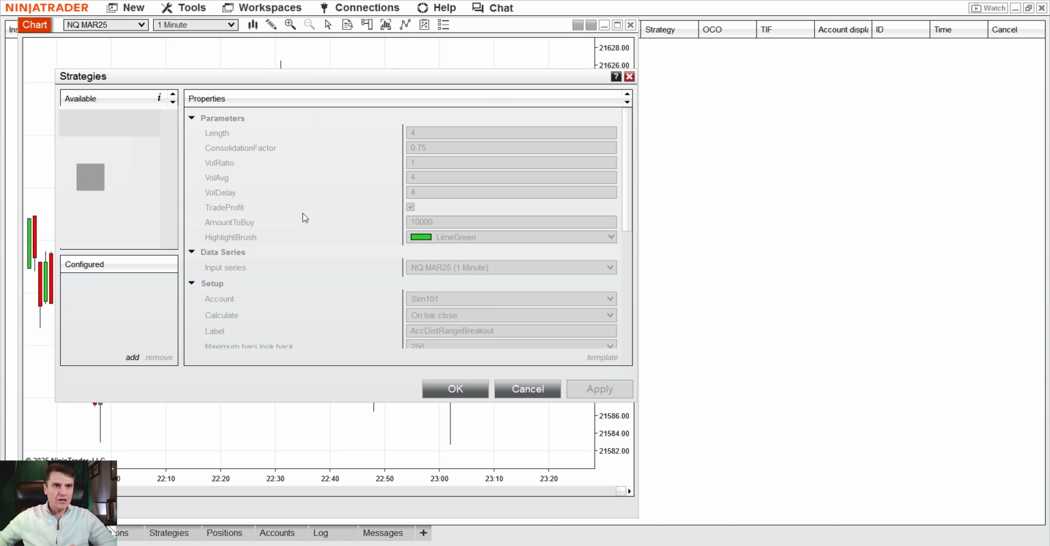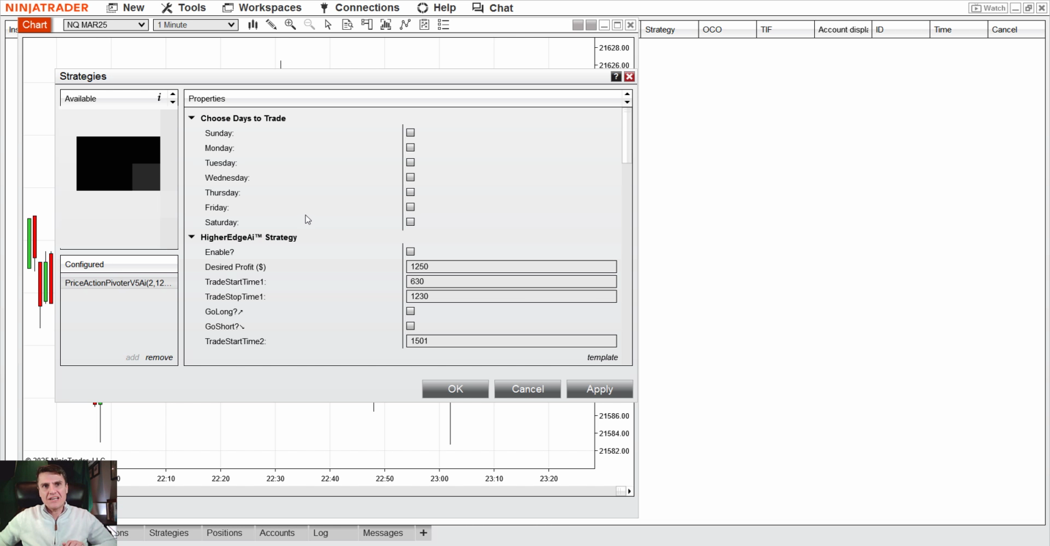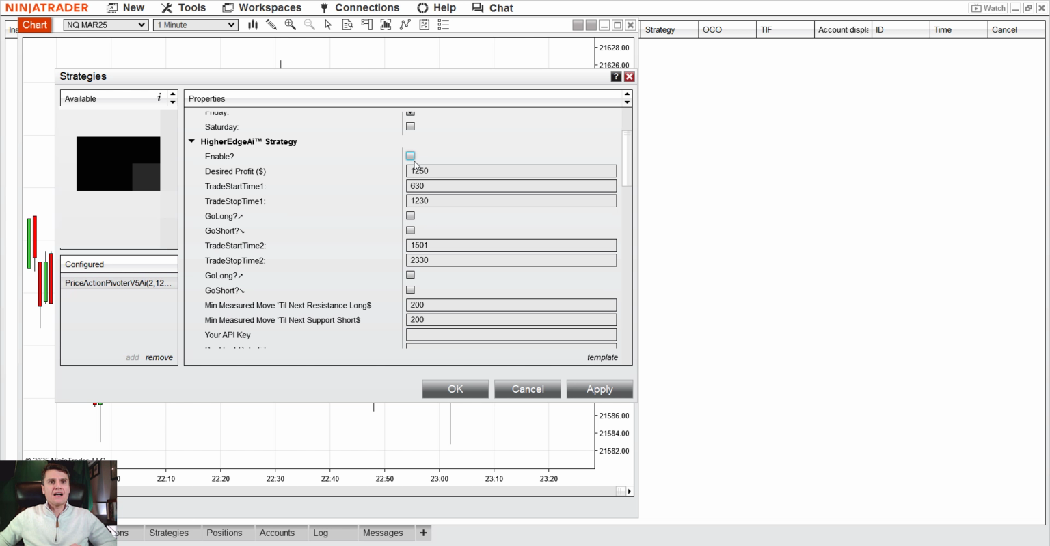I just right click on the chart, the strategy comes up, and ignore all the extra strategies that you see here. I've done a lot of strategies. I've also done a lot of tests of my strategies. So that's Price Action Pivoter V5Ai. I'm going to select 5 days that I'll look for trades. I'm going to keep this at 1250. The desired profit is still at 1250.